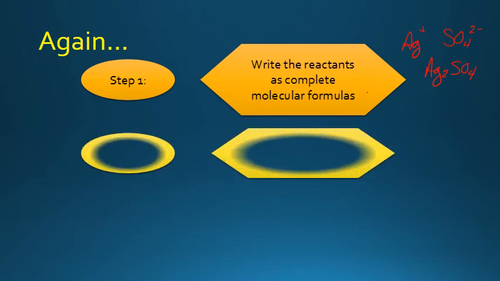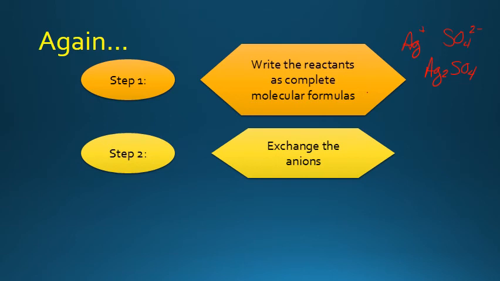The second step that you'll do then is to exchange the anions. So if this is one of ours, and then say the other one is sodium chloride. Well, we know sodium has a plus, that's a negative, so we're going to exchange the anions. The silver is going to hook up with the chlorine, and the sodium then will hook up with sulfate.